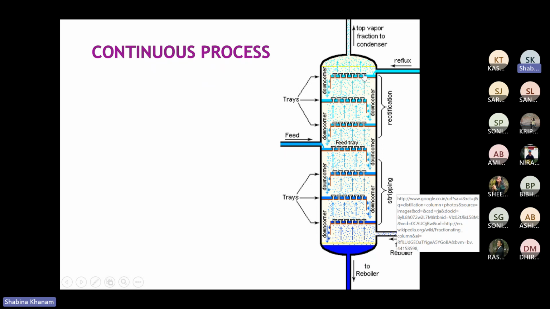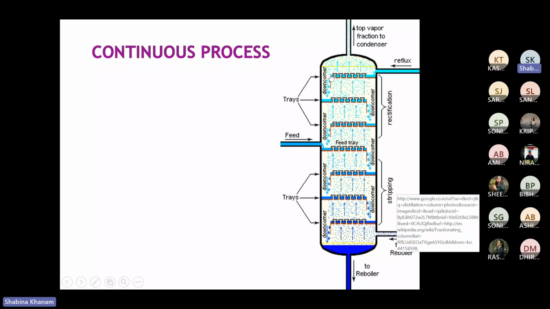As vapor moves upward, it crosses the liquid which is available over the plate, and because of this crossing, mass transfer occurs, and constituents transfer from the liquid phase to the vapor. Whatever vapor is available is enriched in the lighter component. So when vapor moves upward and interacts with the liquid, mass transfer occurs over here. And after that, whatever liquid is available moves down.